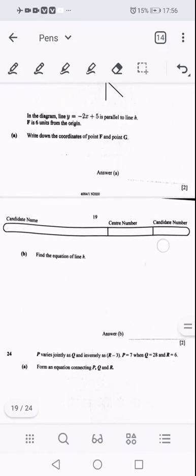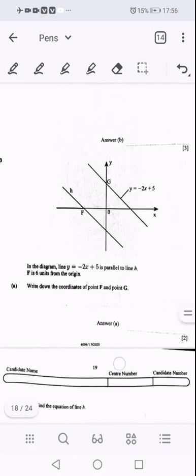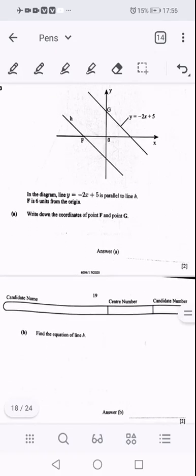So it's gradient. Where is that question? This question of gradient. In the diagram, line y is equal to minus 2x plus 5 is parallel to the line h. F is 6 units from the origin. Write down the coordinates of point F and point G. Let me work on this one.